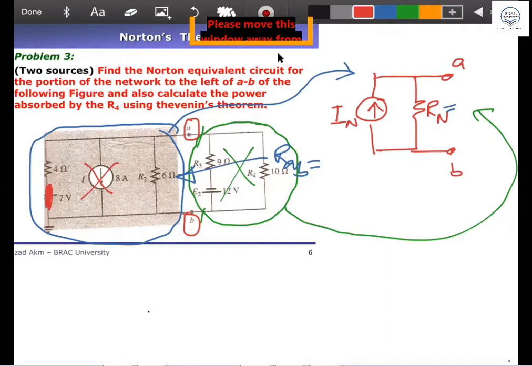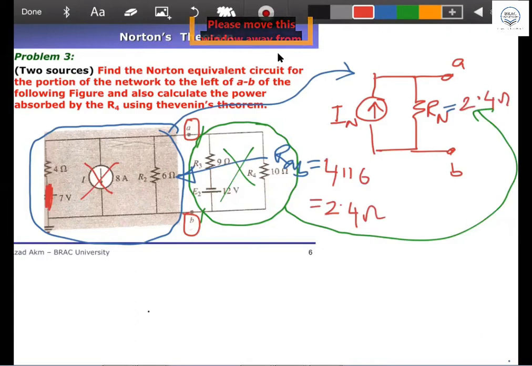Now, can you tell me what will be RAB? The 4 ohm resistor and 6 ohm resistor, the two resistances there, are they in series or parallel? Parallel. If it is parallel, then it will be 4 parallel 6. Can anybody tell me from this calculation? 2.4. Okay, 2.4 ohm. So your Rn is 2.4 ohm. Very easy, very straightforward and simple.